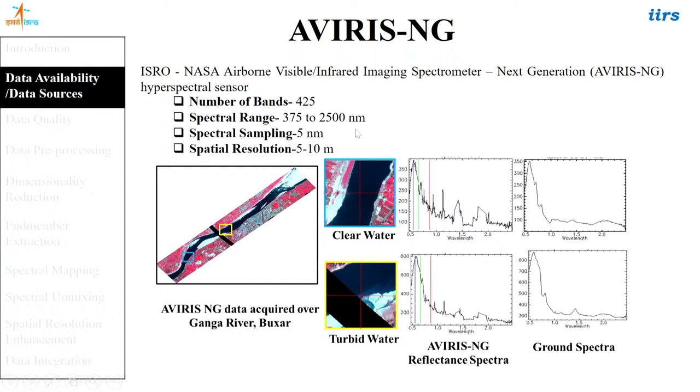Now coming to AVIRIS next generation sensor data. If you compare with AVIRIS, it was with 220 bands and 10 nanometer spectral resolution. But in the AVIRIS next generation mission, it is 425 bands and 5 nanometer spectral resolution. This is one example image of the Buxar area, Ganga river. Here you can see clear water and turbid water was acquired. You can see the reflectance curve went up where there is a drainage opening. So you can see how the turbid water reflectance is coming, and we have collected ground spectra also. They gave a similar kind of response for clear water and turbid water.